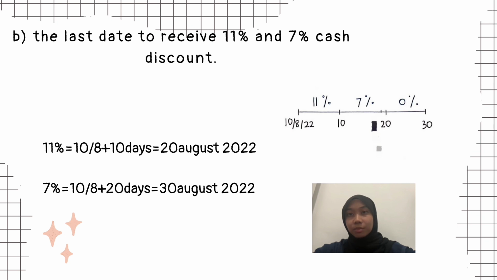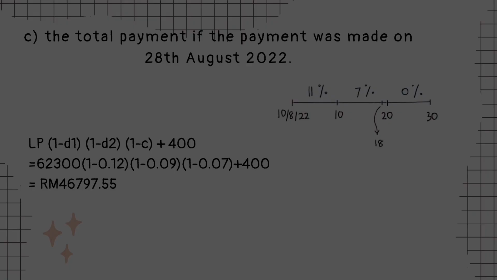First, for 11%, 10 August until 10 days, we have to plus because 11% is between those days. So we count 11% only and got the answer 20 August 2022. Second, for 7%, since 7% is between 10 days until 20 days, so plus and got the answer 30 August 2022.